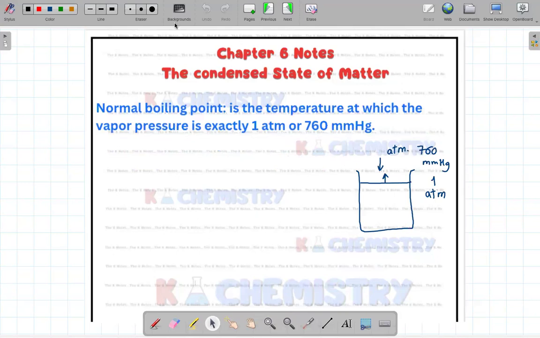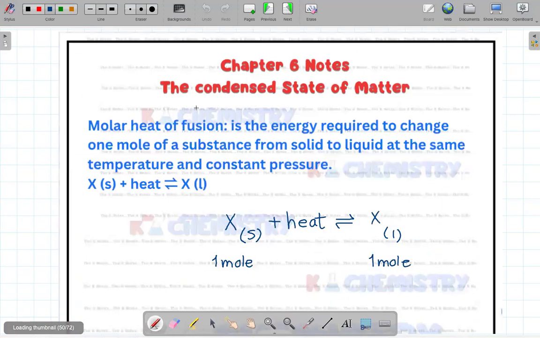What is the normal boiling point? We said the boiling point is the temperature at which the vapor pressure is equal to the surrounding pressure. What if the surrounding pressure or atmospheric pressure is 760 mmHg or 1 atmosphere? Then it will be called the normal boiling point of the liquid. The molar heat of fusion, this time instead of vaporization, you are making fusion, which means you are changing from solid into liquid. This is the energy required to change 1 mole of the substance, that's why it's called molar, from solid to liquid at the same temperature and constant pressure.